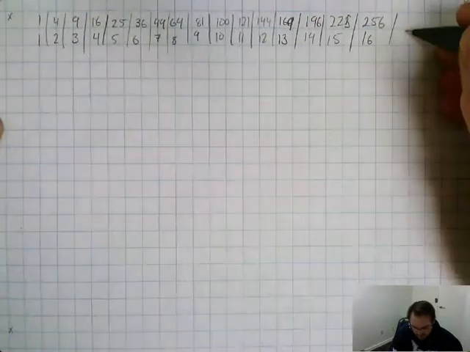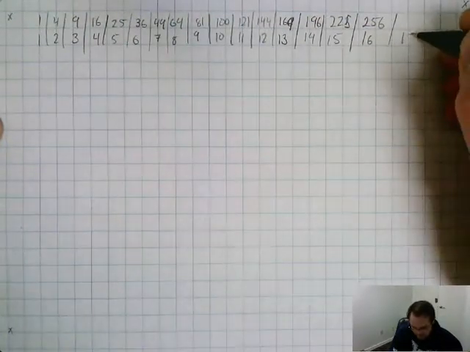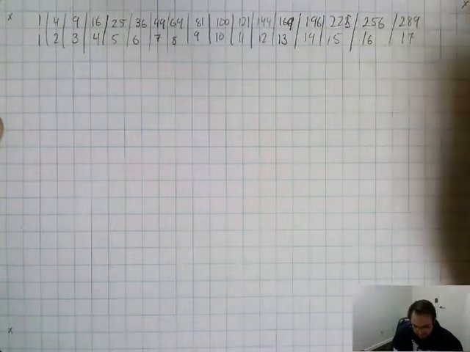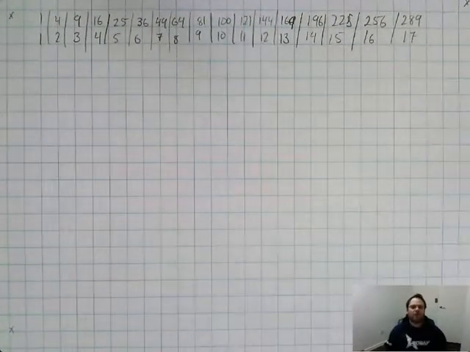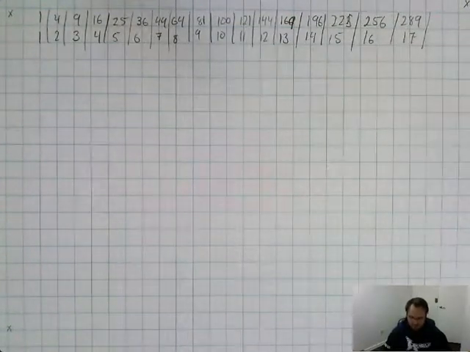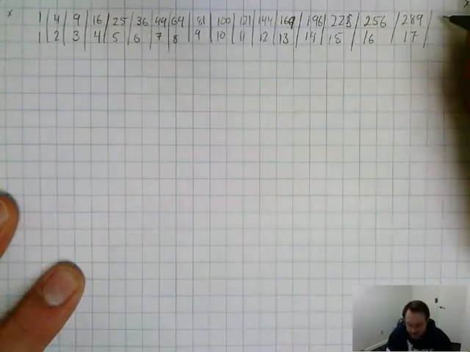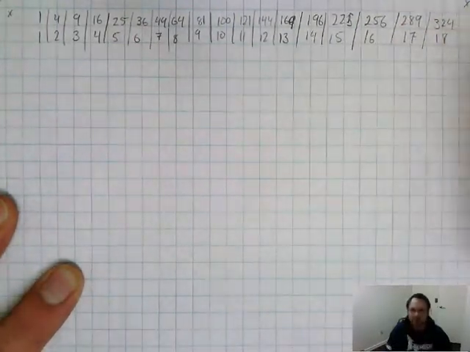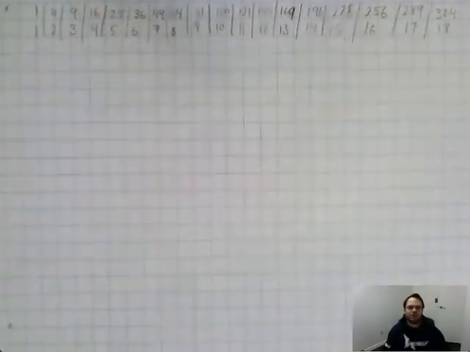And now let's go, 17 squared is 289, and we're going to just stop there for now. Or I think we have room for 18. So we have 324 is 18 squared. Yeah, we just had enough room for 18.